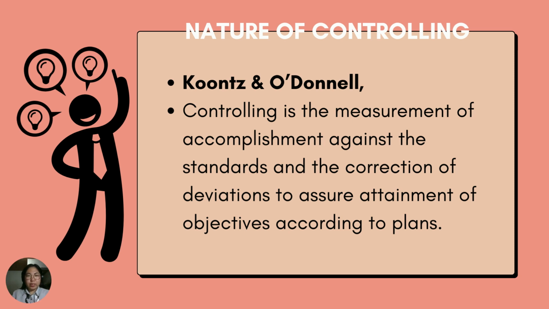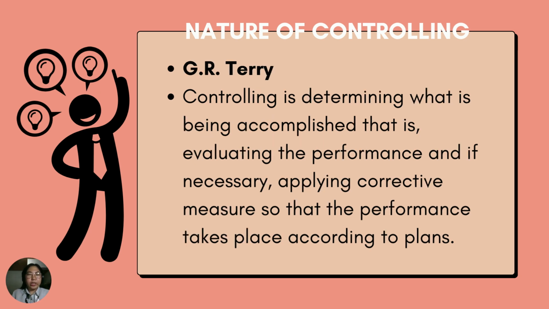So for our first slide, we have the nature of controlling. According to Koontz and O'Donnell, controlling is the measurement of accomplishment against the standards and the correction of deviations to assure the attainment of objectives according to our plans set. And according to G.R. Terry, controlling is determining what is being accomplished, that is evaluating the performance, and if necessary, applying corrective measures so that the performance takes place according to the plans set.